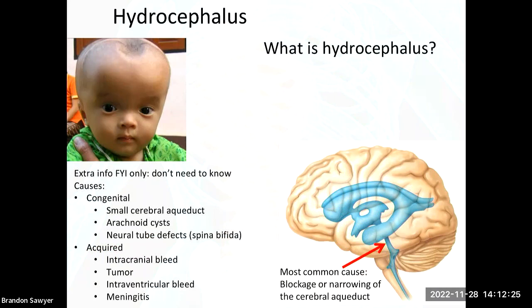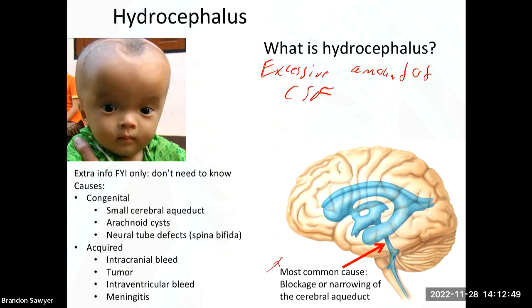Okay, and then one condition that is related to our cerebral spinal fluid is called hydrocephalus, which really just means water on the brain. Hydrocephalus is just an excessive amount of cerebral spinal fluid, CSF. Okay, there's lots of different causes. You don't need to know all those.